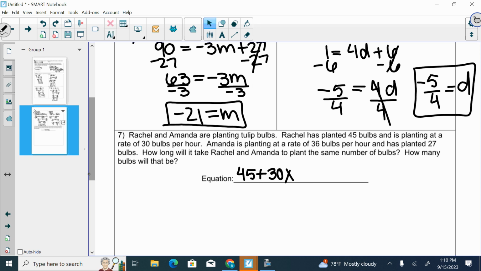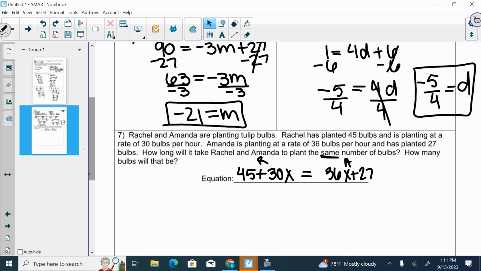Okay. So this is all for Rachel, right? So this is Rachel over here. Okay, now let's talk about Amanda. It says Amanda is planting at a rate of 36 bulbs per hour and has planted 27 bulbs. Good. 36x plus 27. And this is for Amanda. And they ask, how long will it take for them to be the same? Same means what? Equal. So I want them to be equal. Okay. So we are going to solve to figure out when they would be equal. How many hours they will have planted.